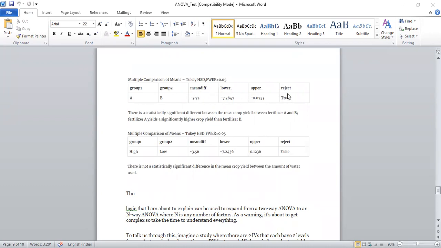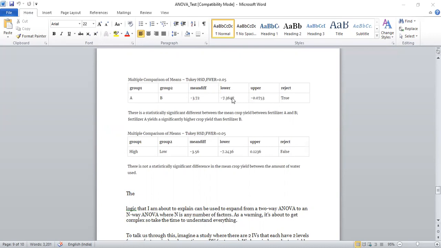I have explained the reject part. That is why do we select the reject part as true here and in this case false. But what is this mean difference? Minus 3.72. Because when you conduct this for different number of trials, you are getting different means now. That is mu1 minus mu2 will be different.